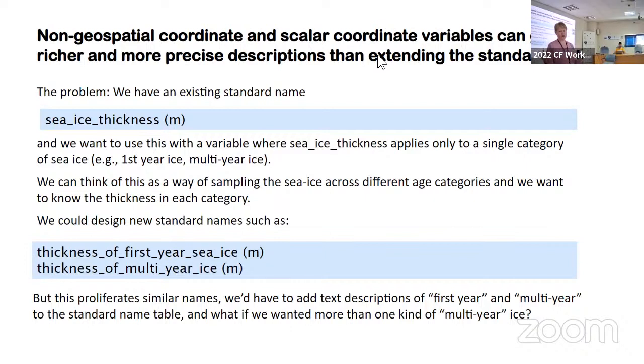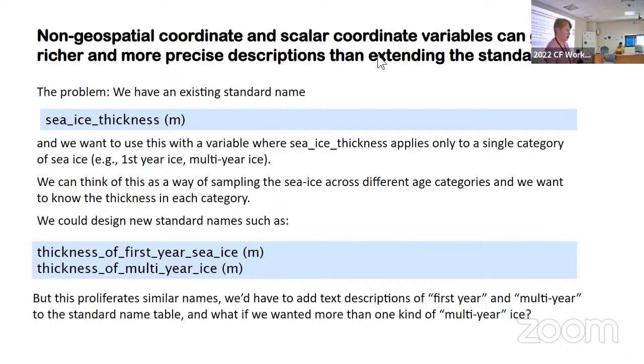And then we've also got to ask ourselves the question, if we're going to write the description of these names in the standard name table, what do we mean when we say first year sea ice? Does that mean between 0 and 12 months old, between 6 and 18 months? What does it mean? And does it always mean the same thing in everybody's data sets? We've got to sort of cover all those eventualities. And similarly, what does multi-year sea ice really mean? And might we have more than one value of that?